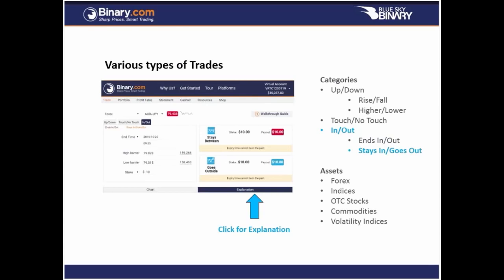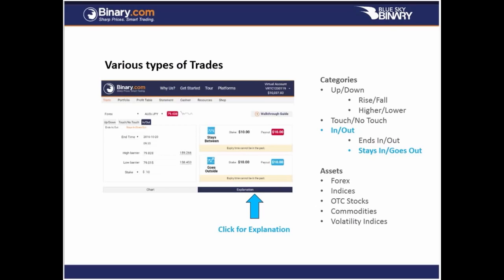And then, last but not least, we have stays in, stays out. So if we select stays between, we still have two targets here, two prices. And if we select stays between, then we win the payout if the price stays between and doesn't touch either of the barriers at any time during the contract period. If you select goes outside, you win the payout if the market touches either of the barriers at any time during the contract period.